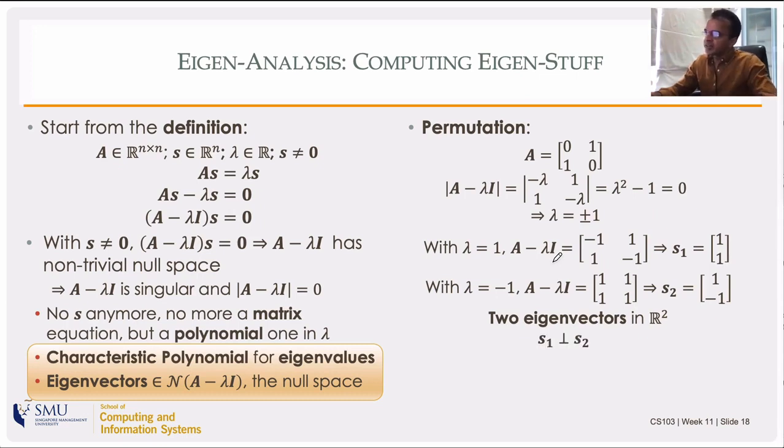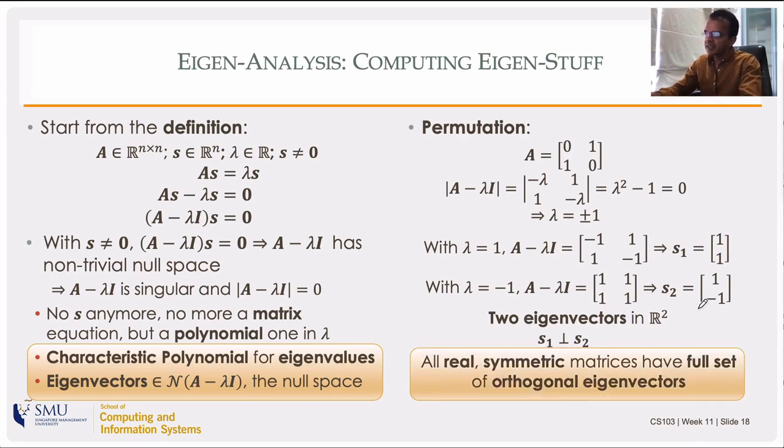Very nice. Now we can see that these 2 eigenvectors S1 and S2 are actually orthogonal to each other. If you just take S1 transpose S2, you get 1 times 1 minus 1 times 1, so it's 0, so the dot product is 0, so they're orthogonal. That is not an accident. It is because all real symmetric matrices have a full set of orthogonal eigenvectors. Full set means if it is an n by n matrix, I have n eigenvectors and they're orthogonal too.